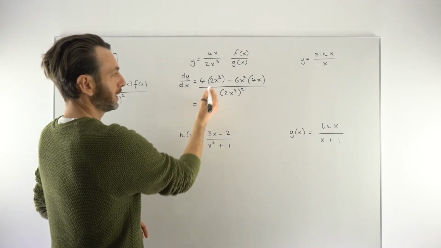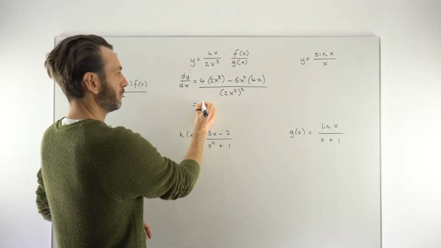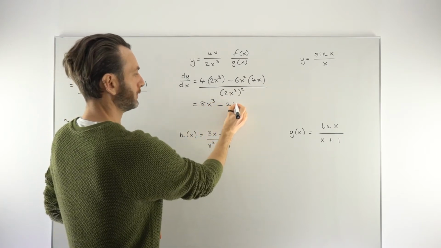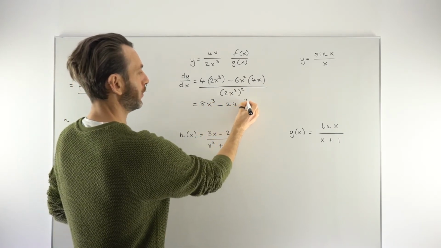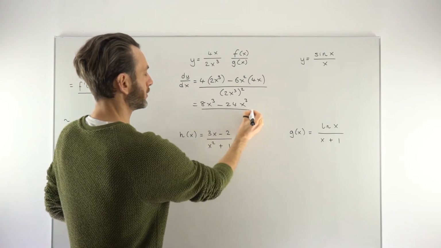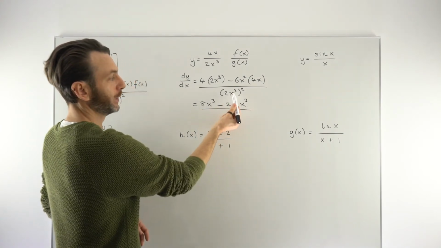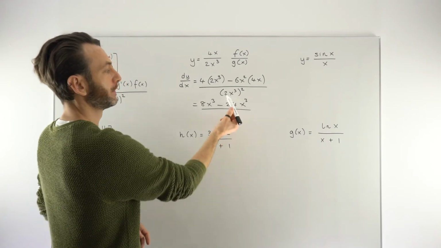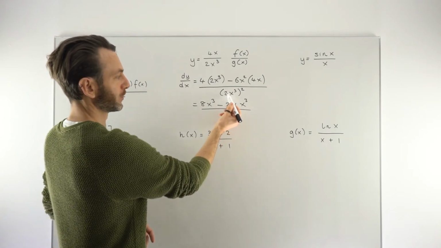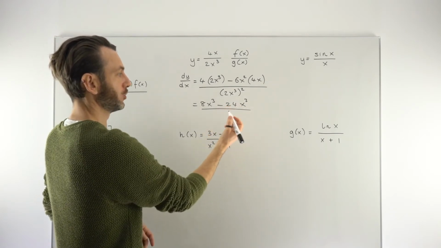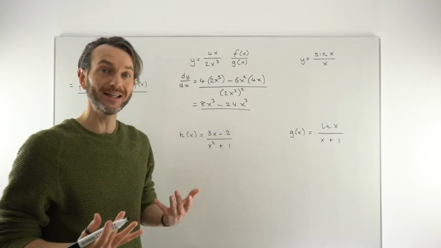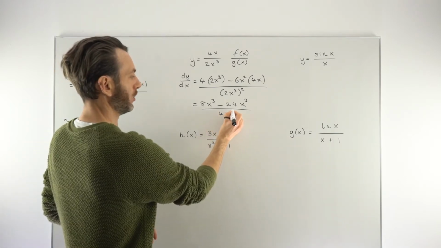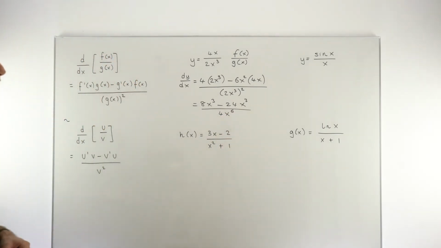So quickly multiplying out these brackets, so that would become 8x cubed. Here we're going to have 24x to the power of 3. On the denominator of our fraction, we need to square all of this, which means multiplying it to itself. So 2 times 2 is 4, x cubed times x cubed is x to the power of 6 using indices rules. So this would end up being 4x to the power of 6 like that.